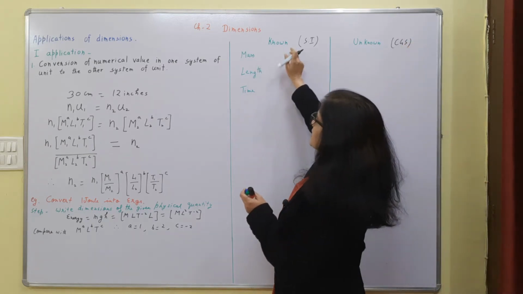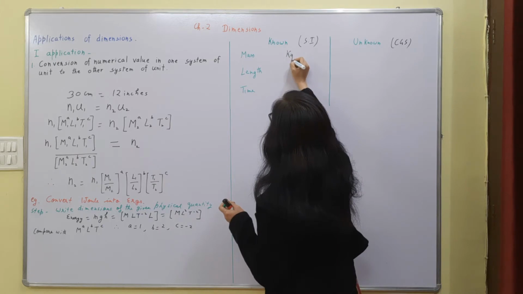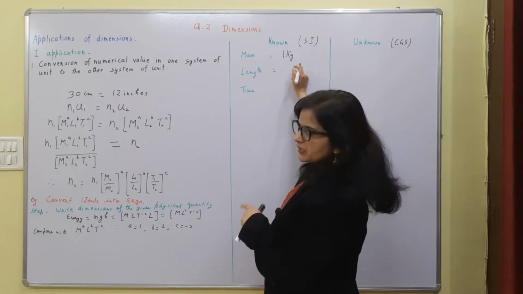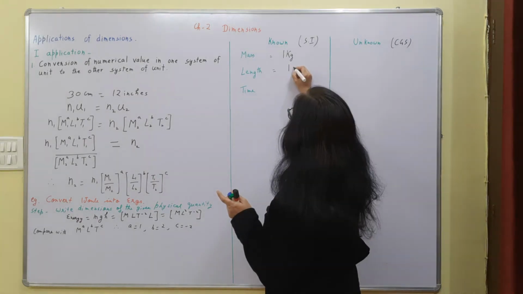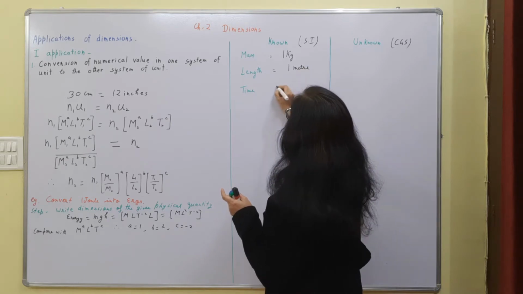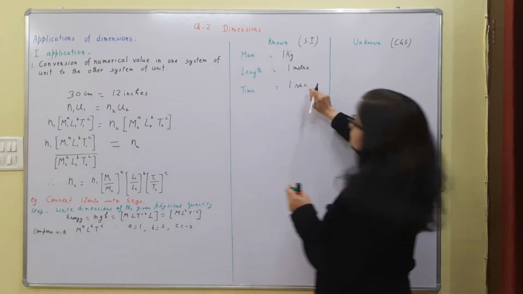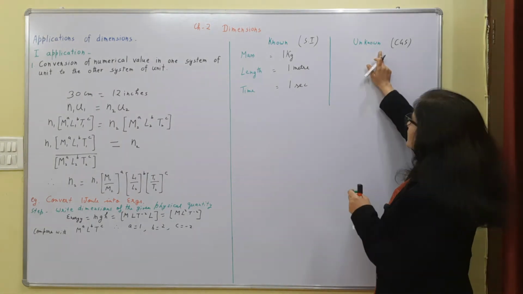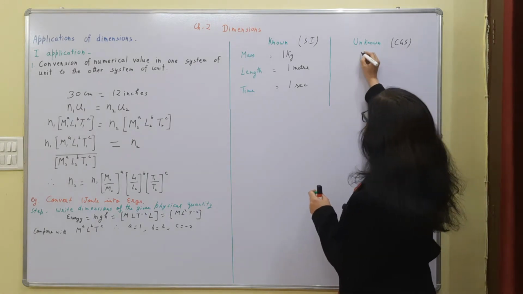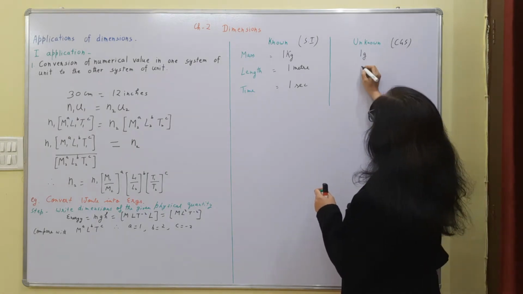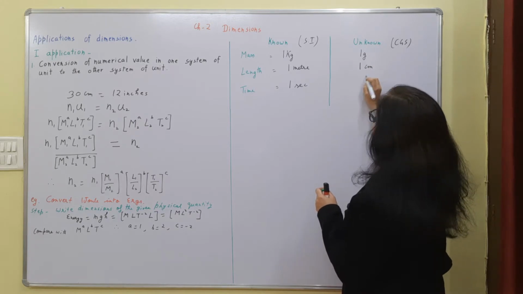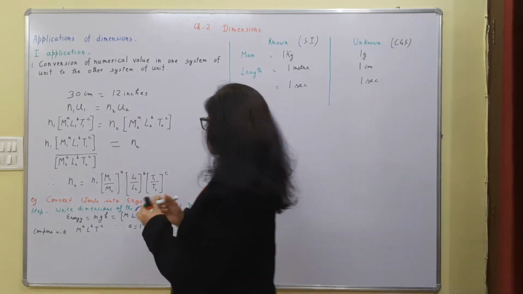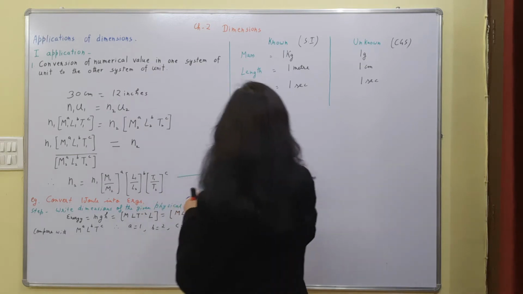So mass in the SI system is given in kg, so its fundamental unit is kg. The fundamental unit of length in the SI system is 1 meter and time is 1 second. The fundamental units are written in this table for both systems. So in this case, the fundamental mass in the CGS system is 1 gram, here this is 1 centimeter length, time is 1 second, right? And we know this equation. Let's mark this as equation 1.